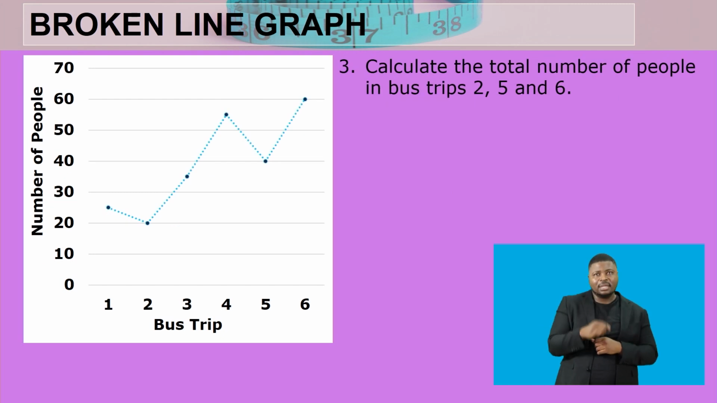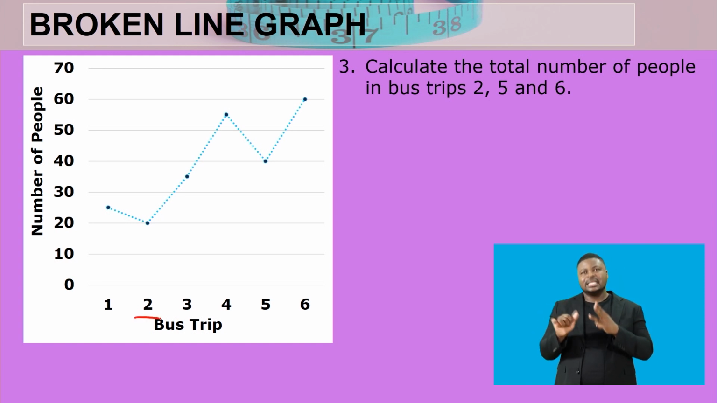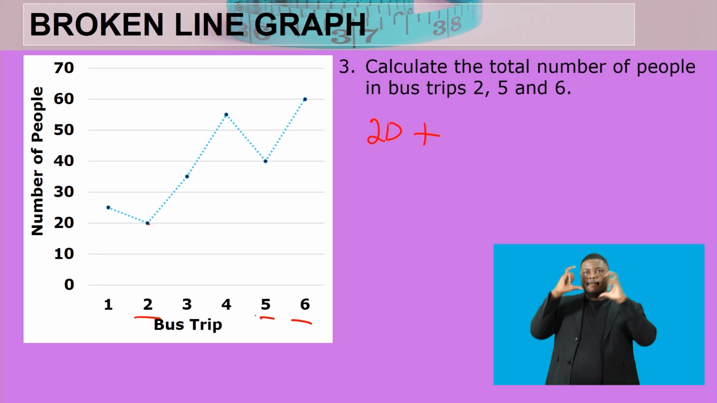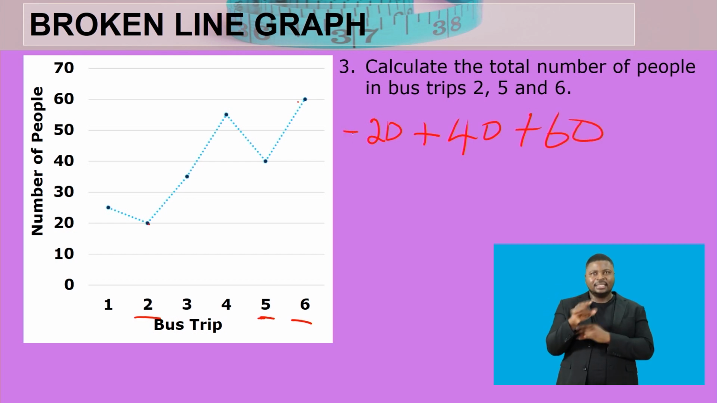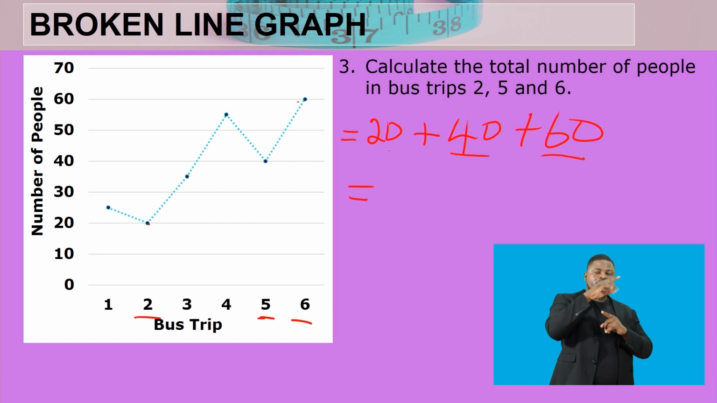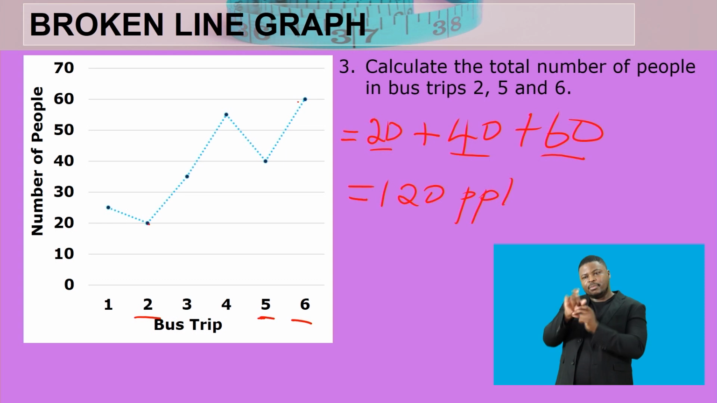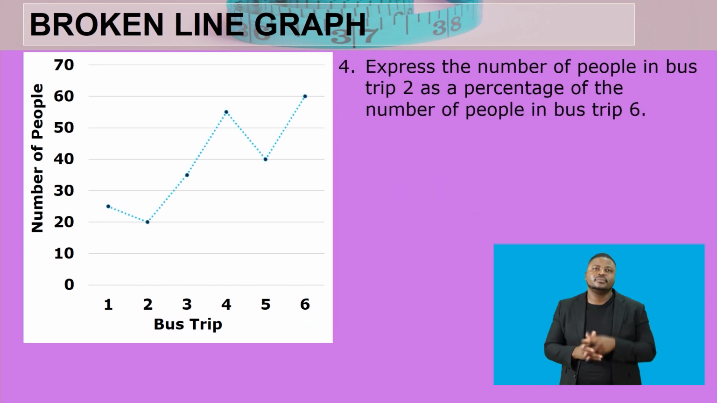Then question 3, calculate the total number of people in bus trip 2, 5, and 6. So in bus number 2, how many people were there? We had 20 people. In bus number 5, we had 40 people. And then in bus number 6, we had 60 people. So this you can do manually without punching on your calculator. 40 plus 60 gives you 100. 100 plus 20 gives you 120. So we had 120 people in the 3 bus trips.